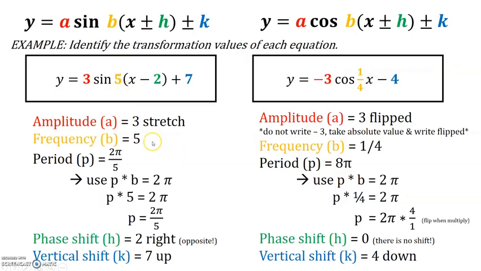So if our frequency is 5, now we can use it to find our period. So I'm going to plug 5 in for b here. So if you see the work here, we now have p times 5 equals 2 pi. Well, I divide both sides by 5, and that's how I get my period to be 2 pi over 5.